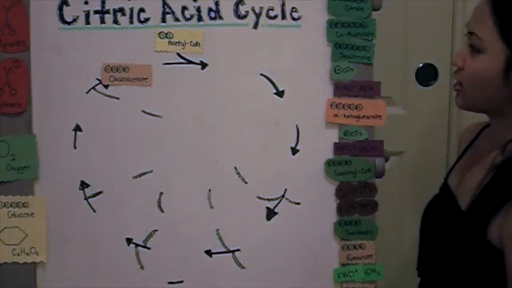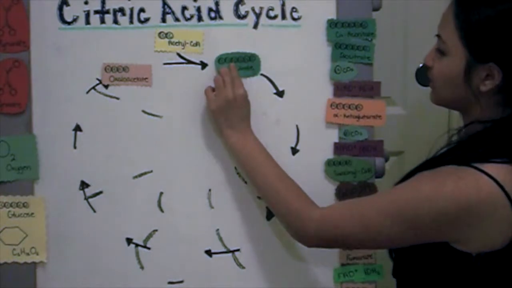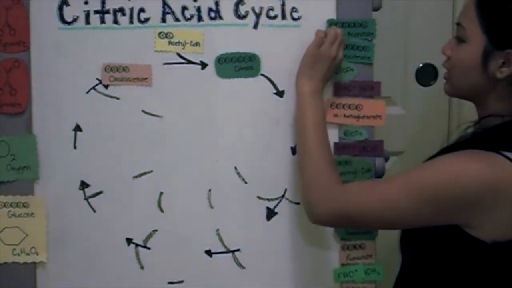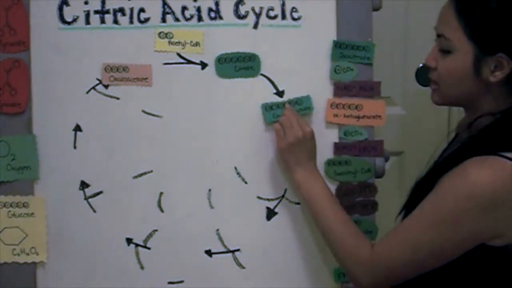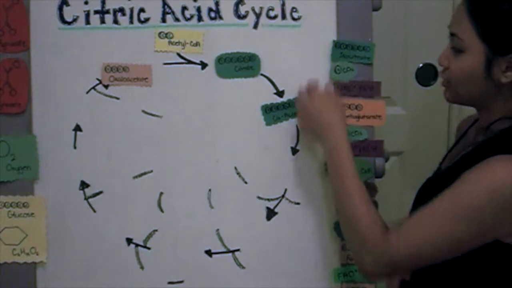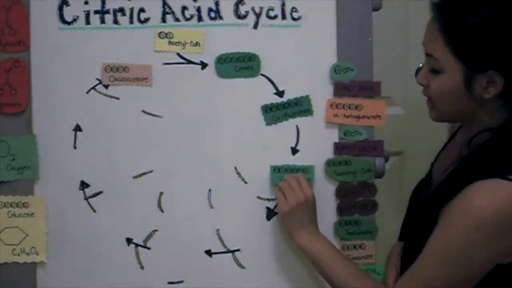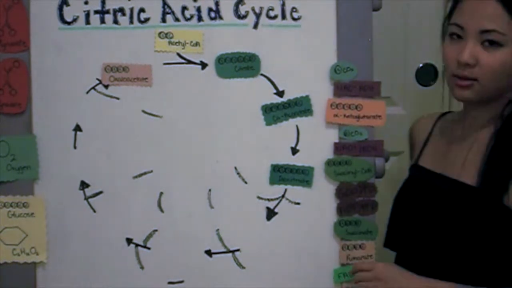Okay, the citric acid cycle begins when a 4-carbon chain known as oxaloacetate combines with acetyl-CoA to produce a 6-carbon molecule known as citrate. Citrate then becomes another 6-carbon molecule known as cis-aconitate, which then becomes isomerized to produce a 6-carbon molecule known as isocitrate.